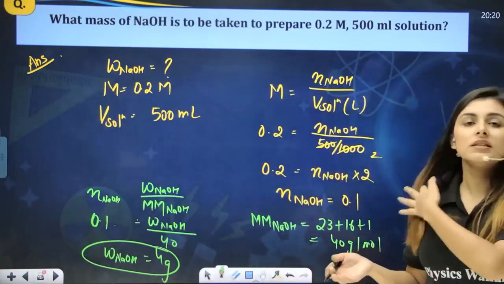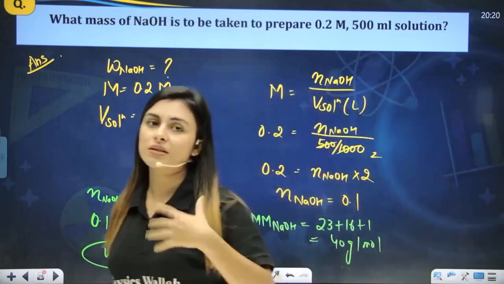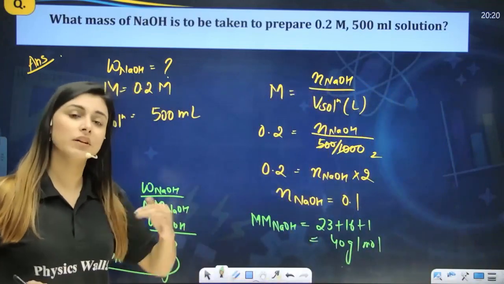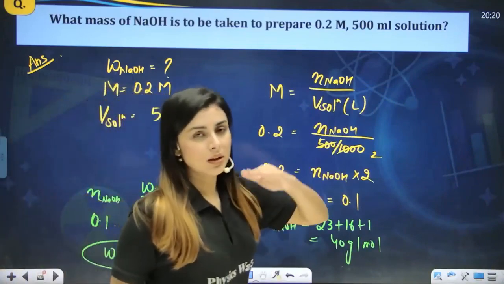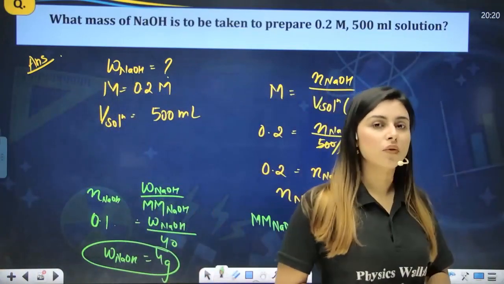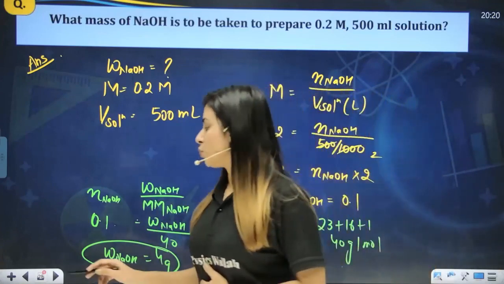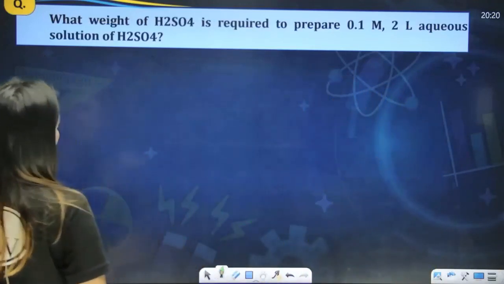So this is how concentration terms questions are asked. These were very easy. We'll also try the tricky questions as well. But always start from the basic level and then we'll have to move forward. So this is what we are going to study about concentration terms.